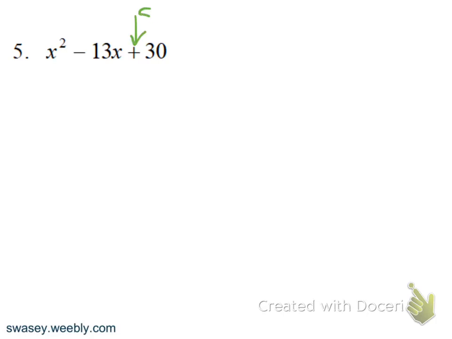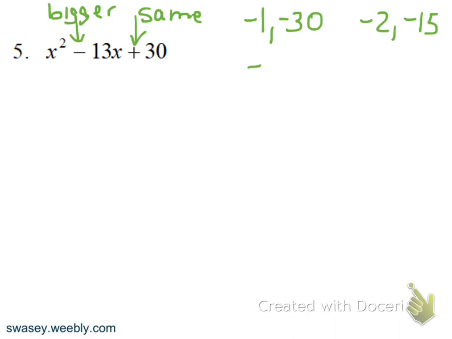Since that's positive, that means same signs, and the bigger one is negative. Two numbers that multiply to get 30, that add to get negative 13. So negative 1, negative 30, negative 2, negative 15, negative 3, negative 10, negative 5, negative 6. Which pair adds up to negative 13? And so we see that it's negative 3 and negative 10.